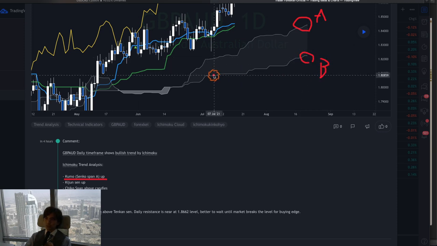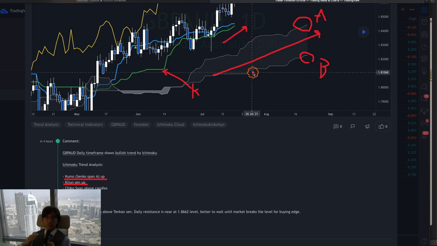But overall, the Kumo has been uptrending. This means it is bullish in the long term, so that's one of the confirmations for the bullishness by Ichimoku. And also, I mentioned Kijun Sen is up, and Kijun Sen once again is a green line. The Kijun Sen angle is currently pointing upwards in the daily chart, so that's another confirmation for the uptrend.